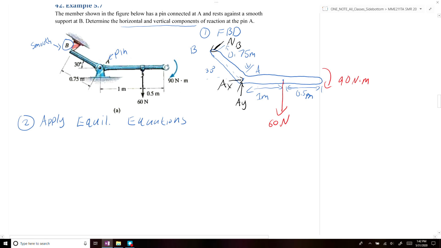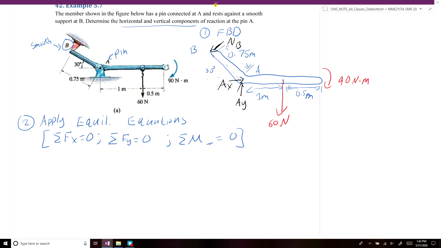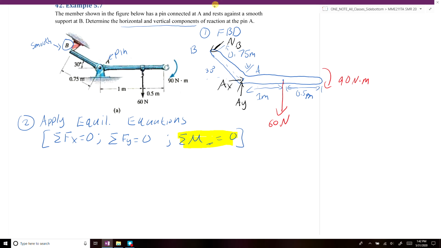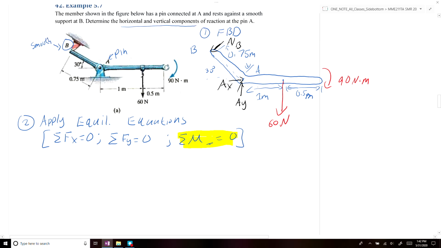We have three equilibrium equations that we can use: the sum of the forces in the x direction is equal to 0, the sum of the forces in the y direction is equal to 0, and the sum of the moments about a point is equal to 0. We're going to use the sum of the moments about a point first, because we can make our calculations a lot simpler.